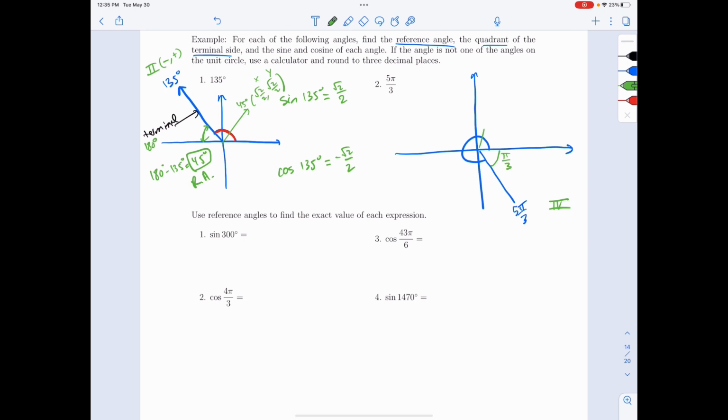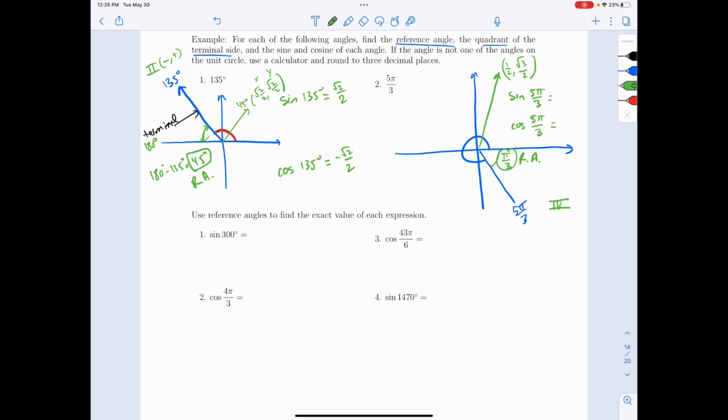And so pi over 3 is here in quadrant 1, and the coordinates for pi over 3 are 1/2 comma root 3 over 2. So those are our x and y's. So we found the reference angle, and then we just need to find sine of 5 pi over 3 and cosine of 5 pi over 3.